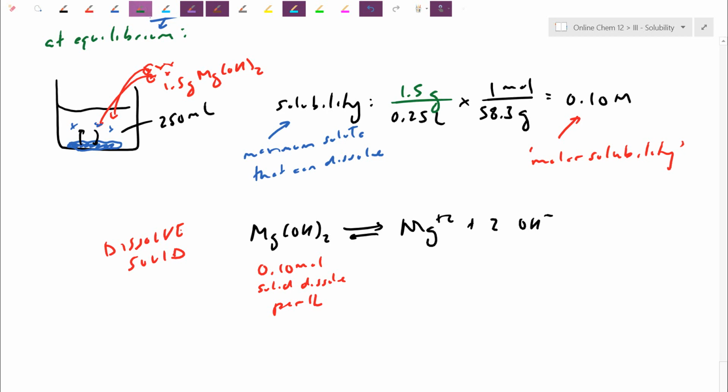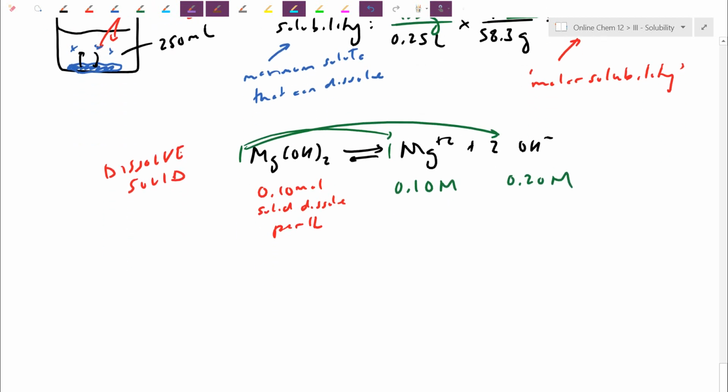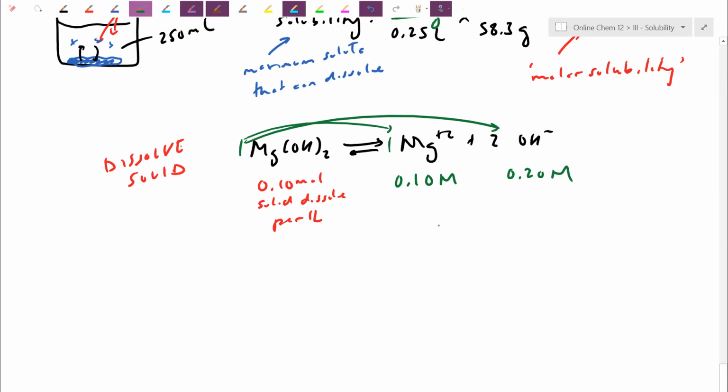Well, because I have this thing here expressed now in moles, we're going to follow the mole ratio. If this is a 1-to-1 ratio, when this breaks up, your concentration is going to be 0.10 of the magnesium, and with a 1-to-2 ratio for the hydroxide, we're going to get 0.20 molar. When you dissolve a solid, your ions will follow the mole ratio. Ions follow the mole ratio. It is sort of implied here.